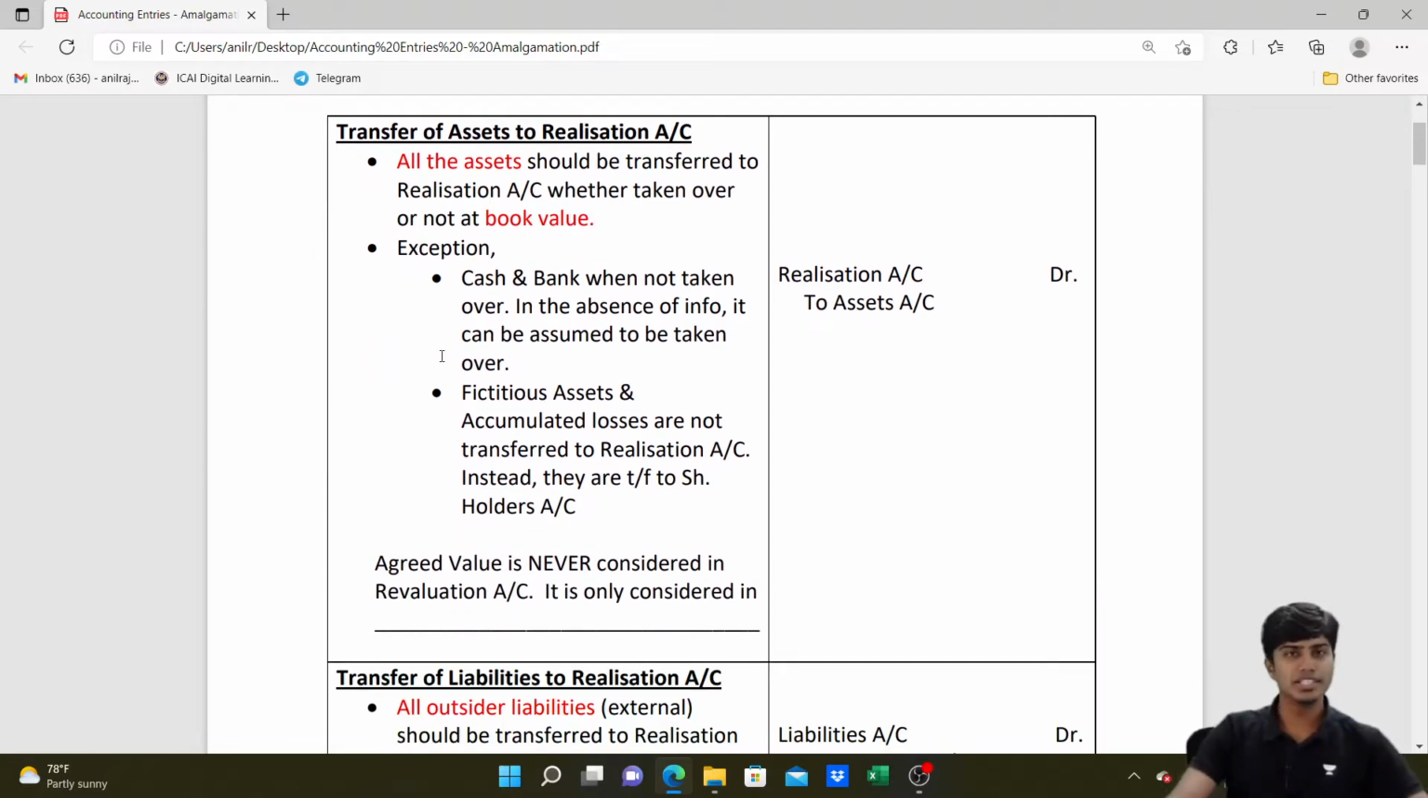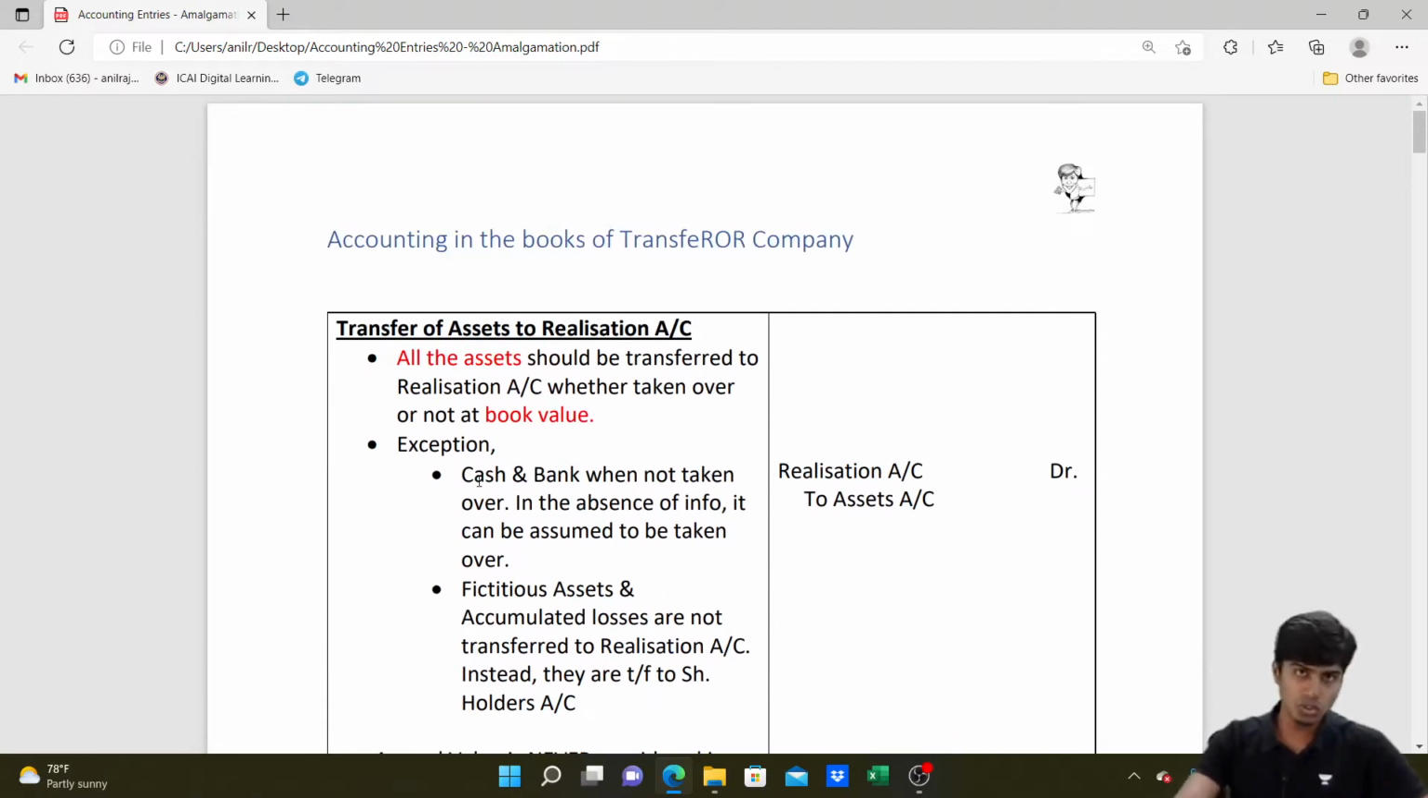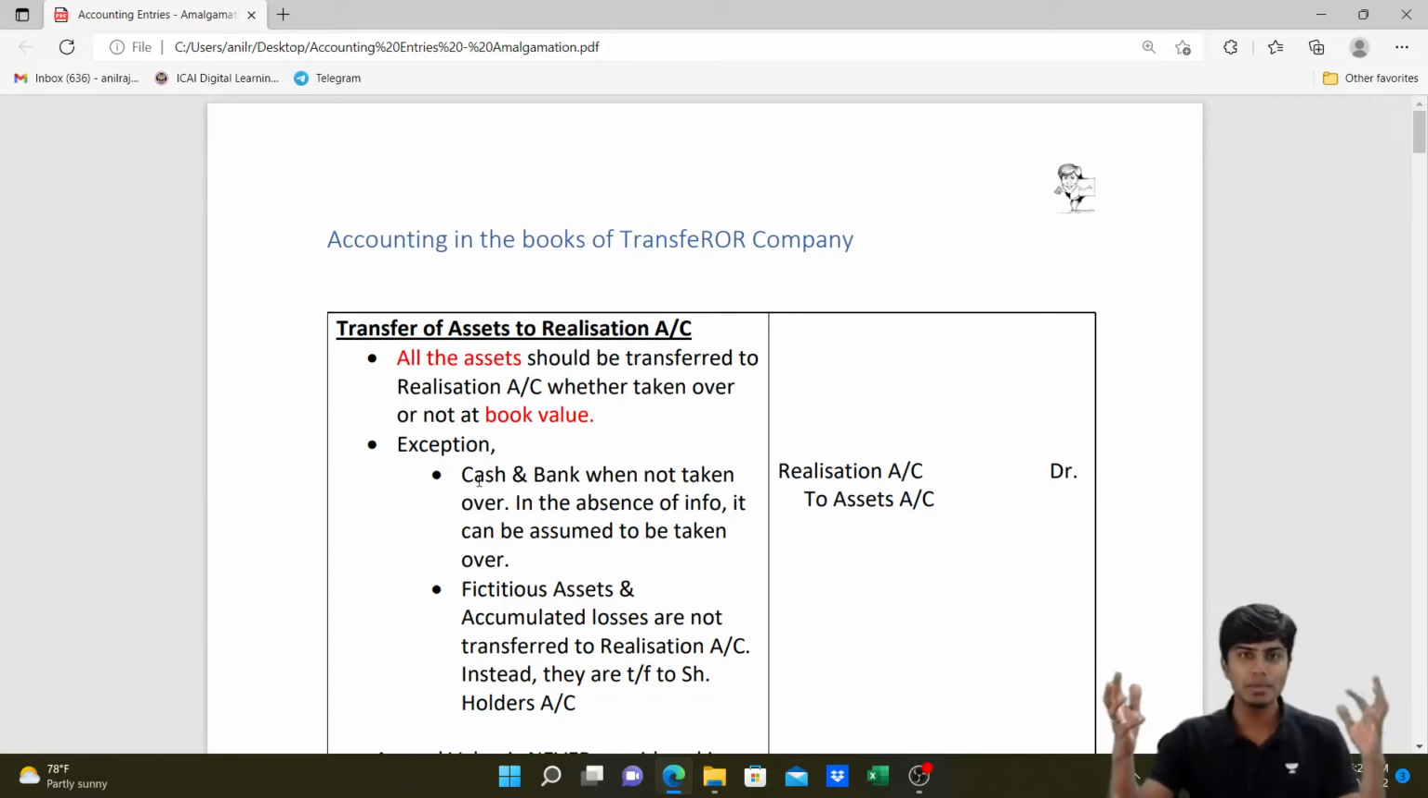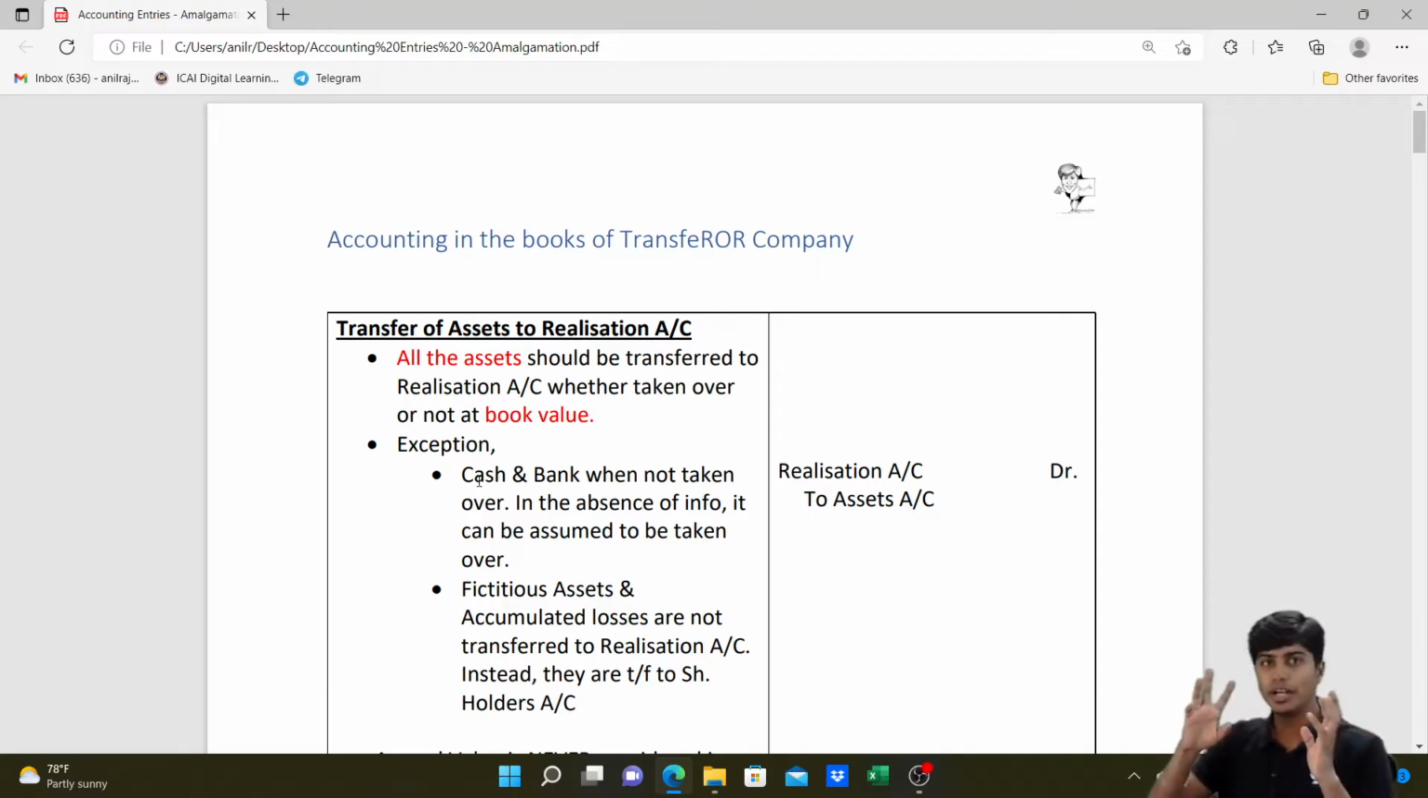Transfer of assets to realization. Because the transferor's business is getting closed, we need to close all the accounts, that is asset accounts and liability accounts. So we'll close all the assets and liability accounts by transferring them to realization. Let's first see what is to be done to close the assets. Assets have debit balance. We need to close them by crediting and the debit will be given to realization. You get that? So the journal entry that we need to pass is realization account debit to assets.